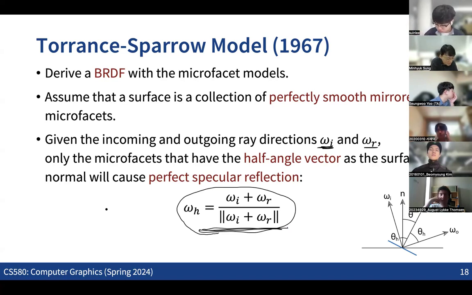And this half angle vector can be computed as a sort of geometric mean of these two vectors. You see, we have this incoming and outgoing direction, and this becomes the half angle vector. Only the microfacets that have this vector as the surface normal will reflect light from this specific incoming direction to this specific outgoing direction.